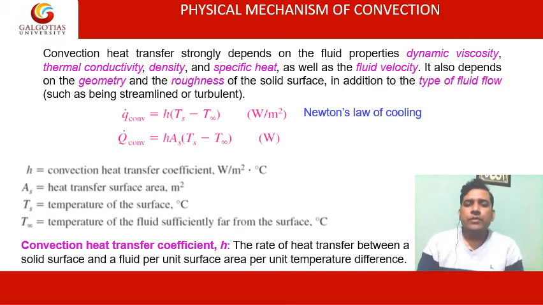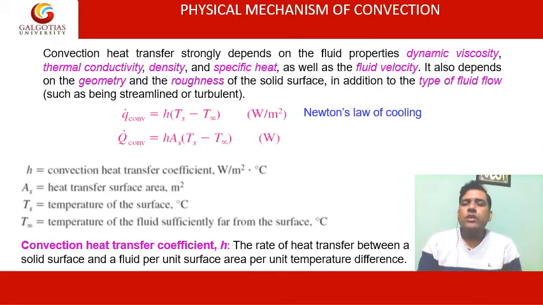Let us further discuss the physical mechanism of convection. Convection heat transfer strongly depends on fluid properties like dynamic viscosity, thermal conductivity, density and specific heat, as well as the velocity of the fluid. Whatever the fluid, either liquid or gas, the heat transfer through convection depends on these quantities. It also depends upon the geometry and roughness of the solid surface with which the liquid or gas is in contact.